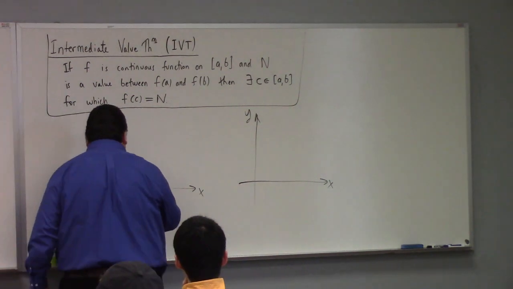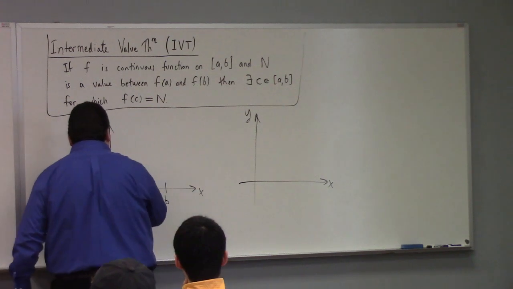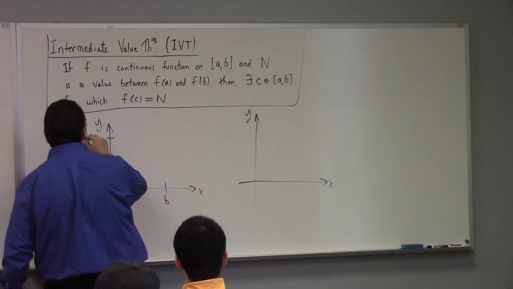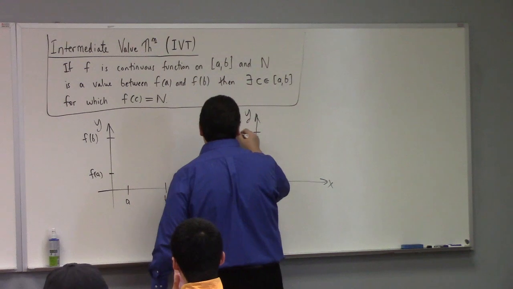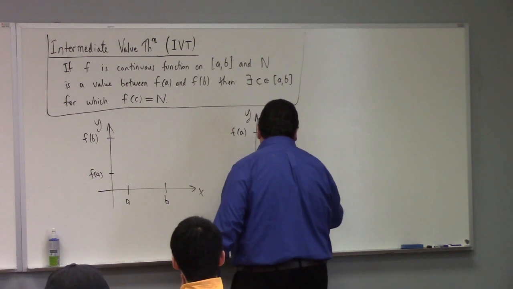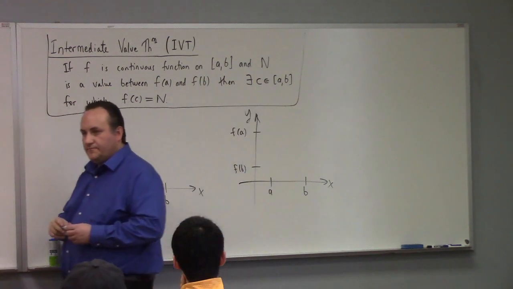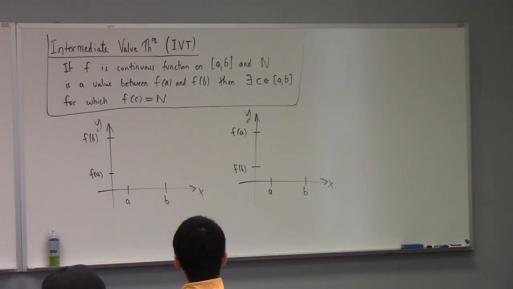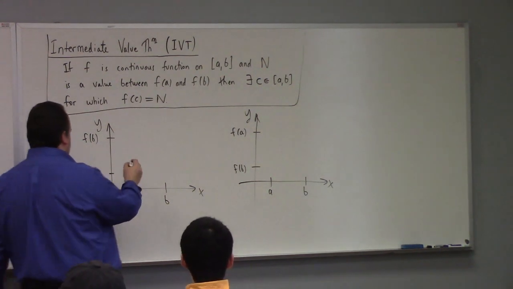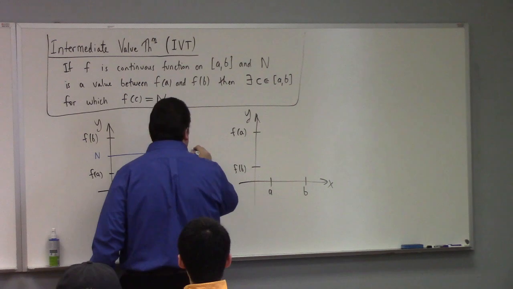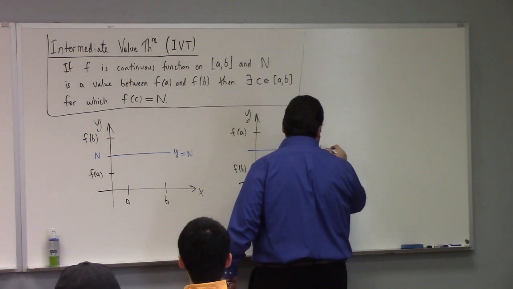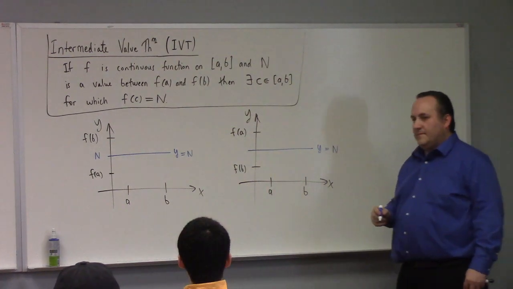But supposing it looks something more like this. You either have f of a down here and f of b up here to make it interesting, or f of b is down here and f of a is up here. Those are your choices. And so I'm saying n is a value between f of a and f of b. Graphically, what does that mean? I can draw a picture. There's n, something in here. Here's the graph y equals n. So n is a value between f of a and f of b.